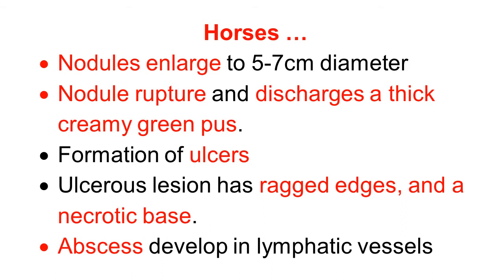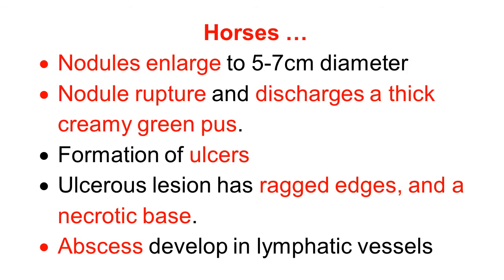Continue with the clinical signs in horses. In this presentation, we will see some of the characteristic signs of ulcerative lymphangitis. The nodule slowly enlarges to about 5 to 7 centimeters in diameter. As time passes, the nodule ruptures and discharges a thick, creamy green pus, which is characteristic. After rupture of the nodule, there is formation of ulcers at that place. So it is called ulcerative lymphangitis.